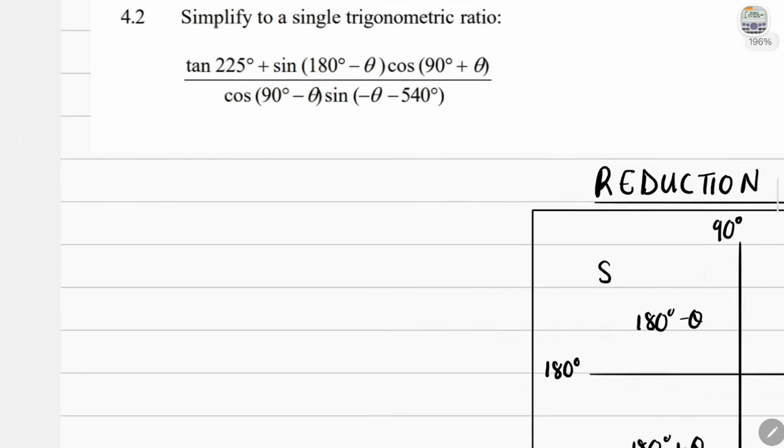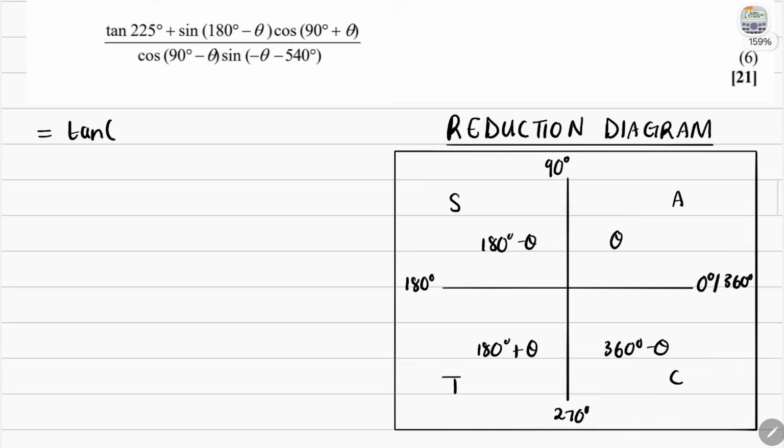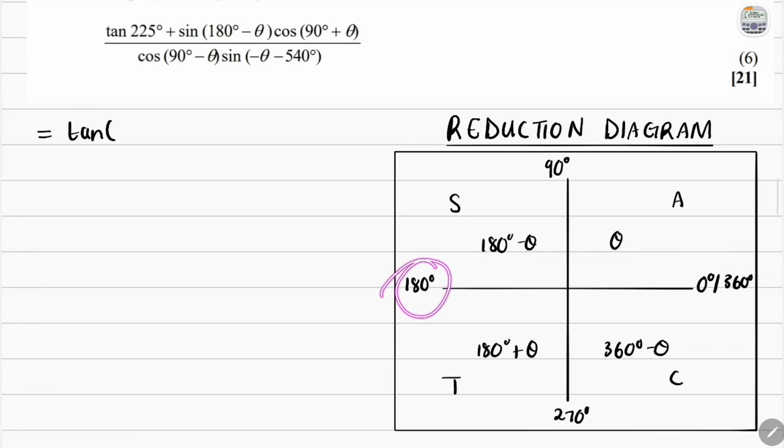So here we go. We have tan 225 degrees. We can simplify this by saying this is tan, and we're going to see which quadrant this lies in. 225 degrees is an angle that is greater than 180 degrees, but less than 270 degrees. So we will use this reduction, meaning it's 180 degrees plus what gives you 225. That is 45 degrees. Then we have plus, and this is sine, and we can reduce that. So 180 degrees minus theta is in sine's quadrant, and we can see that sine is positive here. So this remains positive sine theta.